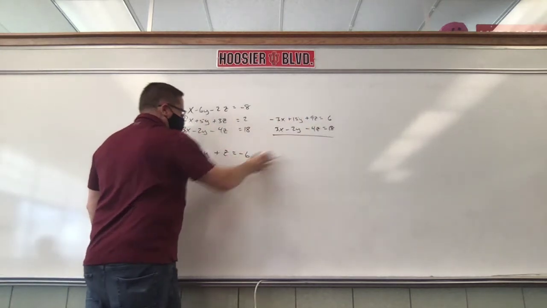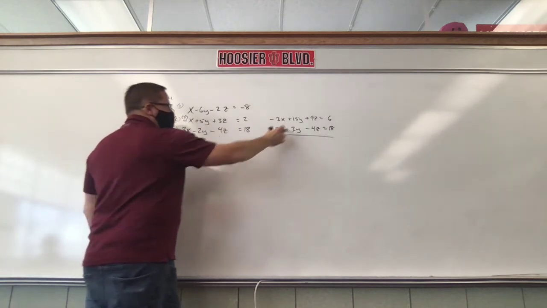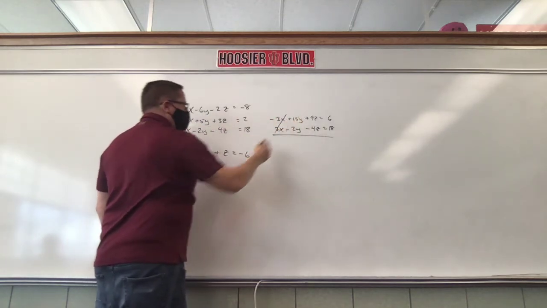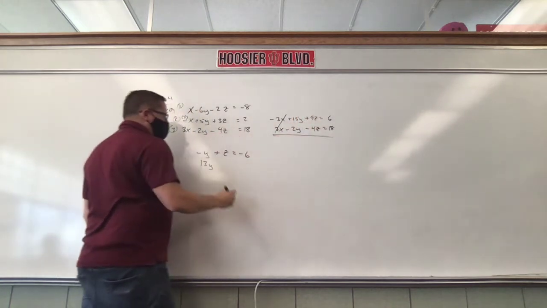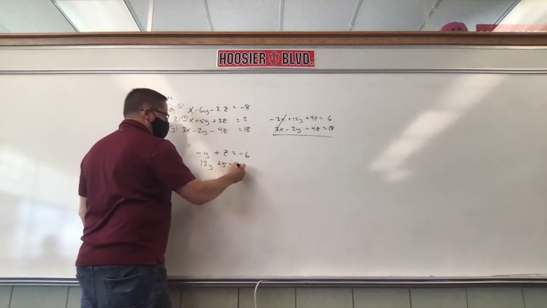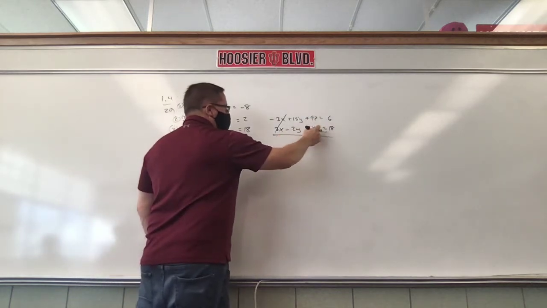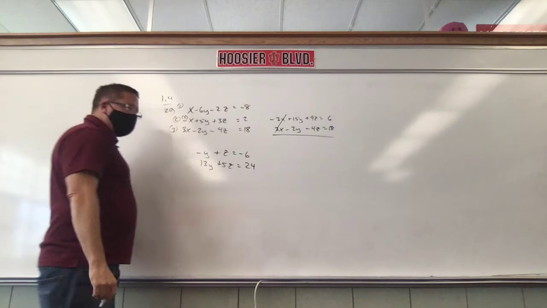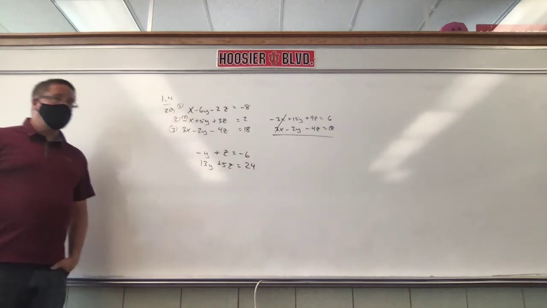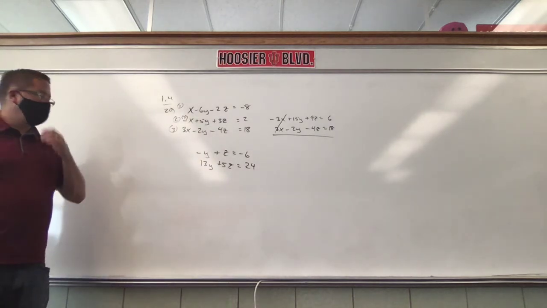Instead of writing it right here, I'm going to write it over here. I'm going to stack them. So these are going to cancel. These add up to 13y. These add up to positive 5z. These add up to 24. Now, that's solvable. We can solve this now, okay?